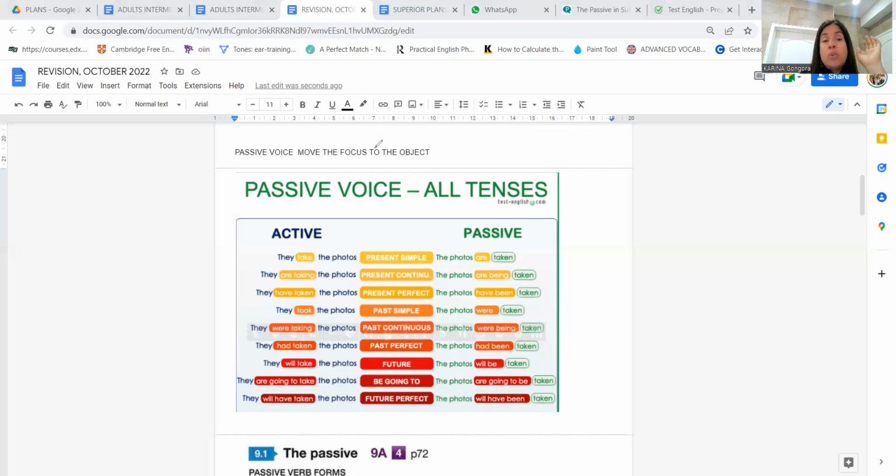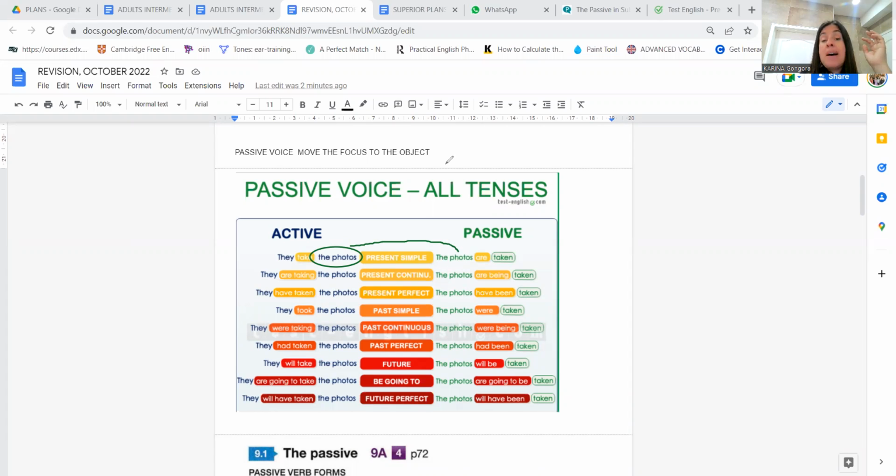What's the situation? You know that we have an object that is going to be the most important thing, yes, in the passive. All right? Look at this. Yes, the photos. They take the photos, right? In the active sentence, I care about the subject. Me importa el sujeto. Y es la forma en la que hablamos generalmente. In the passive, I don't care anymore about the subject. I care about the object. That's why the object goes in the first place.